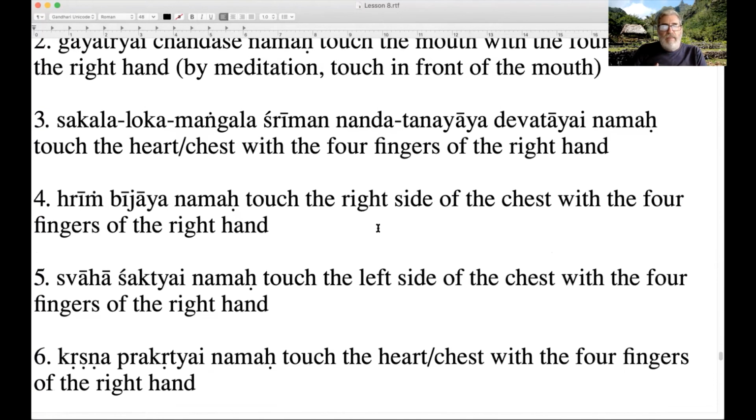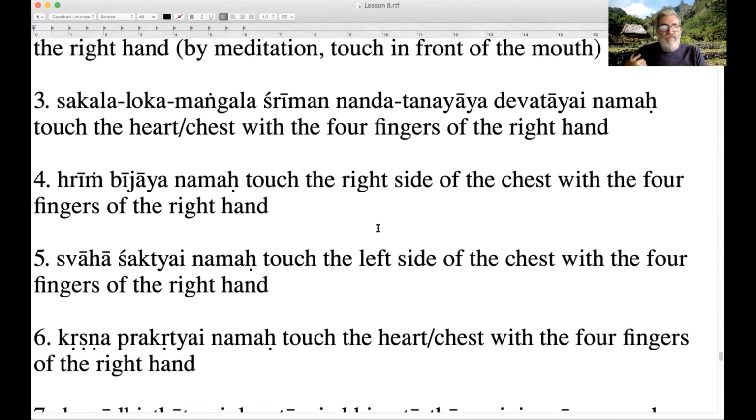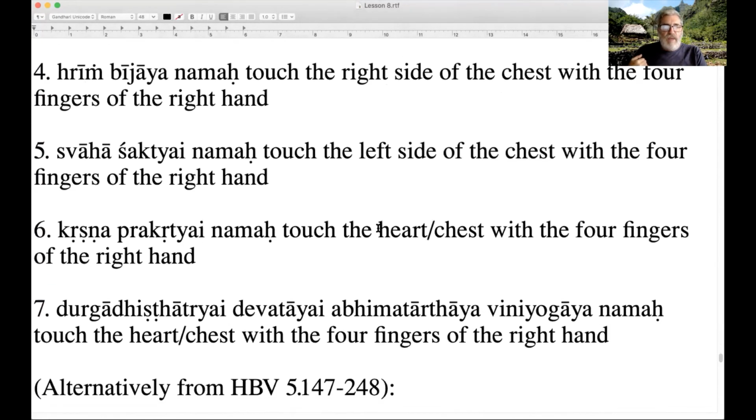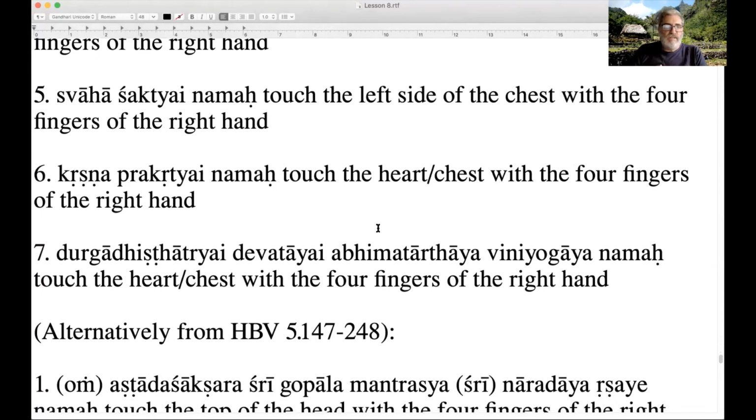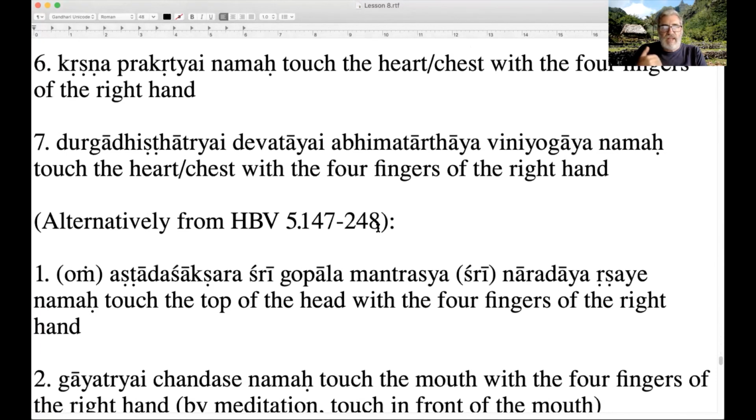Klim Bijaya Namaha, touch the right side of the chest with the 4 fingers of the right hand. Swaha Shaktaye Namaha, touch the left side of the chest with the 4 fingers of the right hand. Krishna Prakrityaya Namaha, touch the chest, again, the heart, with the 4 fingers of the right hand. And Durgatistatya Devataye Abhimantraya Namaha. Yogaya Viniyogaya Namaha, touch the heart again.